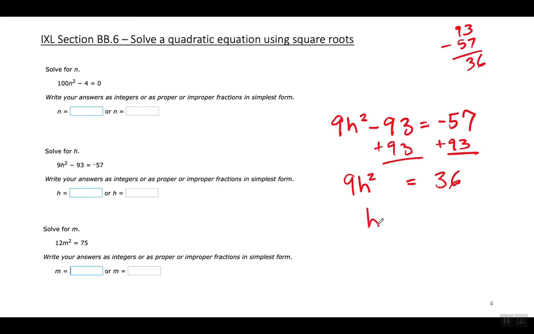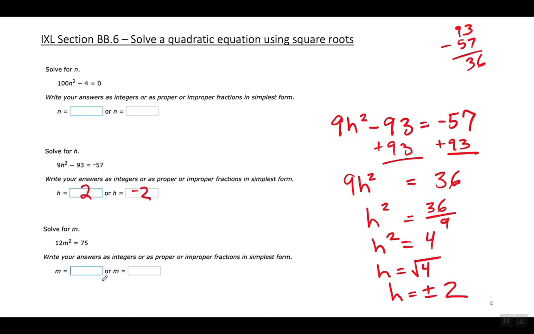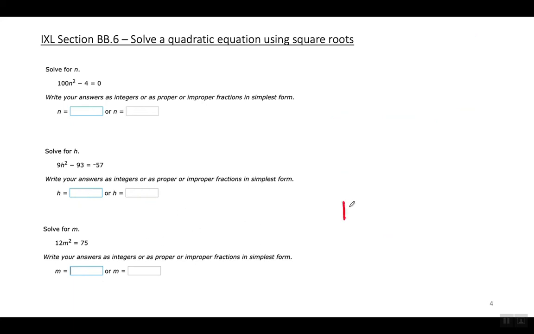All right, so h squared equals, move the 9 and put it below the 36 to divide. 36 divided by 9. So h squared equals, 36 divided by 9 is 4. So h equals the square root of 4. So h equals positive and negative 2. Positive 2 and negative 2. All right. Then the last one, 12m to the second power equals 75.